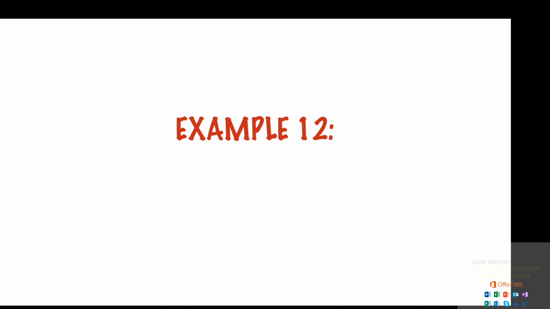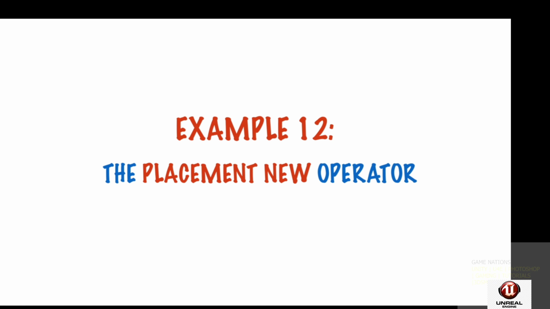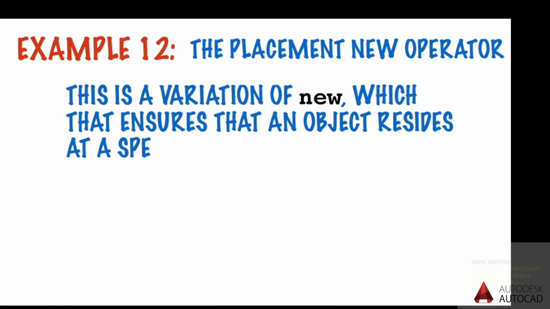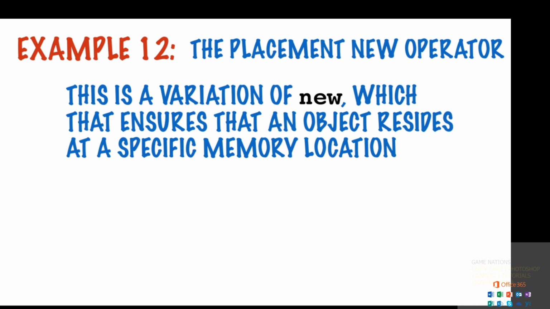We've seen examples of how the rules work and what happens if the rules are violated. Let's take a look at another quirk, or you can say capability, that we can use with the new operator, and it's called the placement new operator. The placement new operator is essentially a variation of new. We've seen that new is used to allocate memory and construct an object. The placement new is a variation that ensures that an object resides at a specific memory location. By using the placement new, you can specify that this is the address where I want my object to live.